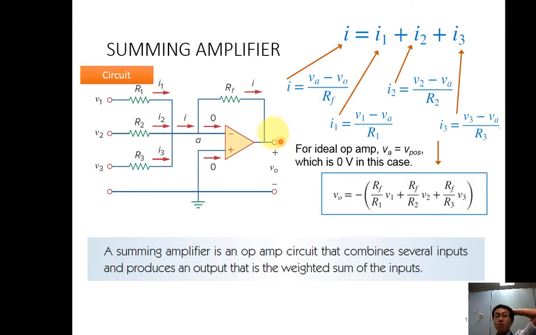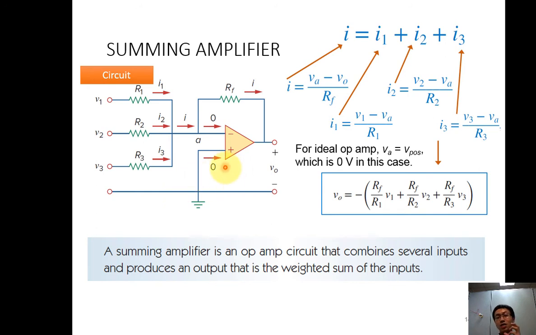Another one is a summing amplifier. So for example, in this case, first of all, we'll go to the circuit. I have a voltage V1 with R1 connected to the negative terminal. I have a voltage V2 with R2 connected to the negative terminal. I have a V3 with R3 connected to the negative terminal. Then I have a feedback resistor across the negative terminal and the output terminal. Then I ground the positive terminal, making it 0.